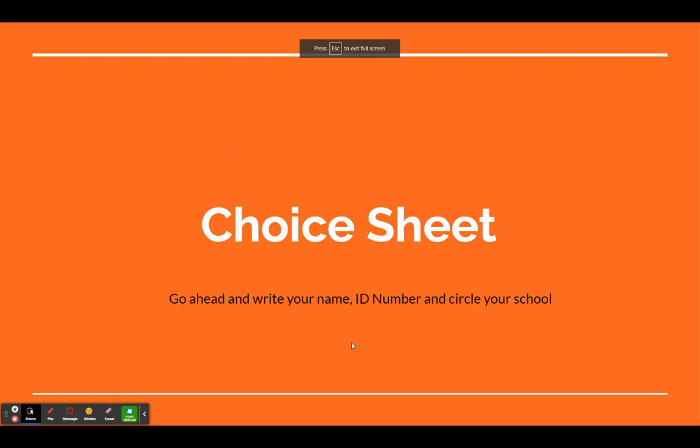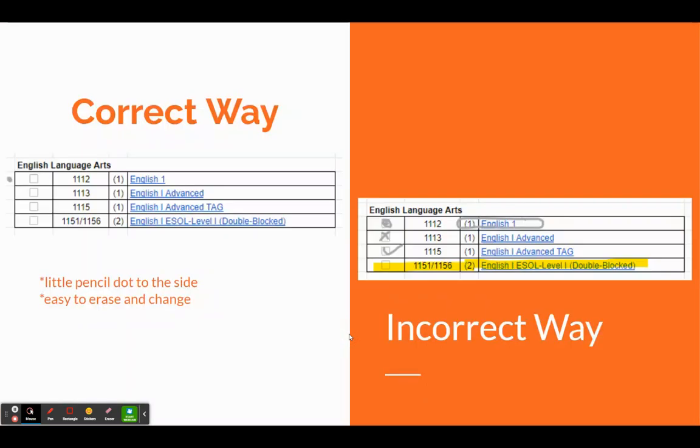So let's talk about this choice sheet. So it's sitting in front of you. Please go ahead and write your name, ID number, and then circle the school. Please make sure you write your legal name, and then you can put the name you go by in parentheses. And that way we know we can find you for sure in the computer system.